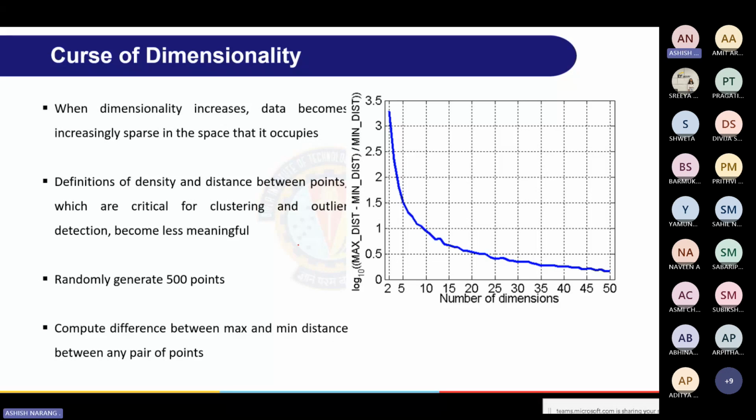Another point is the curse of dimensionality. Dimensionality means the number of attributes that I have. When you increase the dimensionality, meaning the number of attributes, the data becomes increasingly sparse, right? Increasingly sparse means there are some values that may be missing, right? So if you look at the number of dimensions increasing, this is something like maximum distance minus minimum distance divided by minimum distance. Some metric that we are trying to measure is coming down.